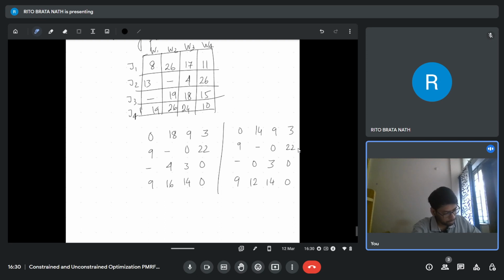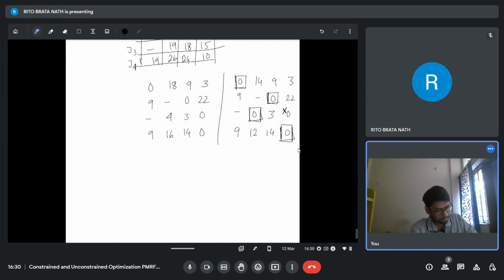So the first one you can pick this one. Nothing else is appearing here. Second one is you can pick this one, so that's fine. Last one you can pick this one. You can cross out this one. Column wise you can come and pick this one. Okay. So the allocations is pretty simple.